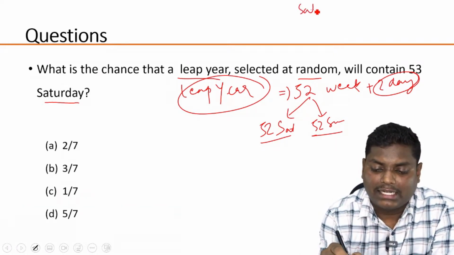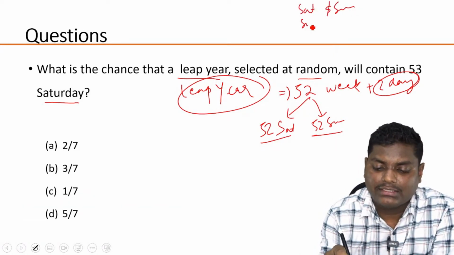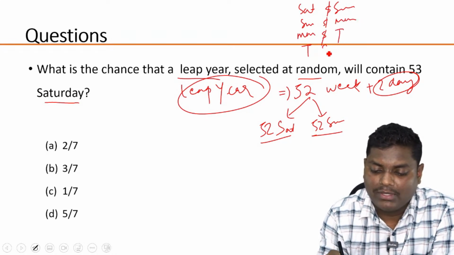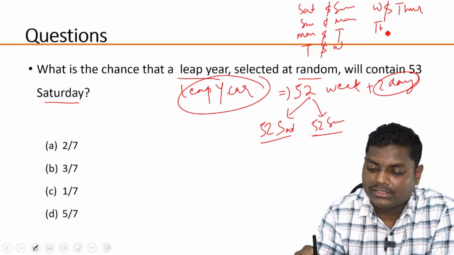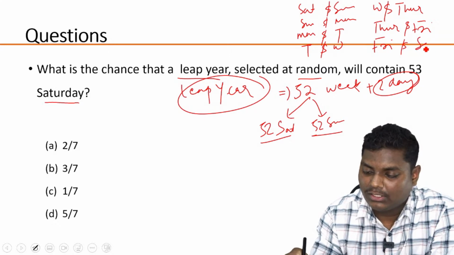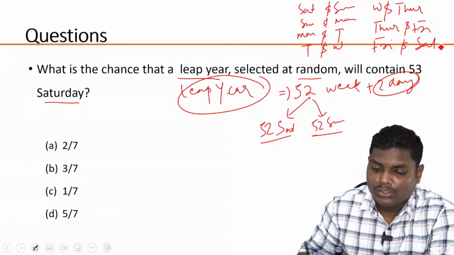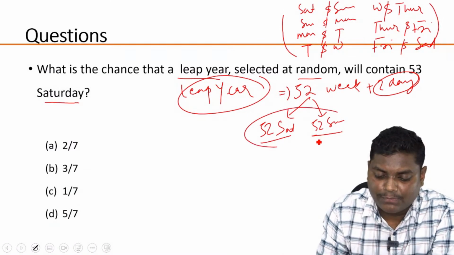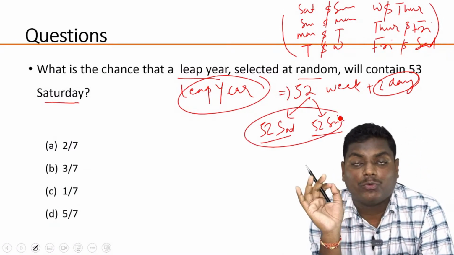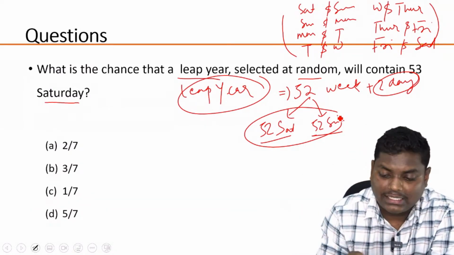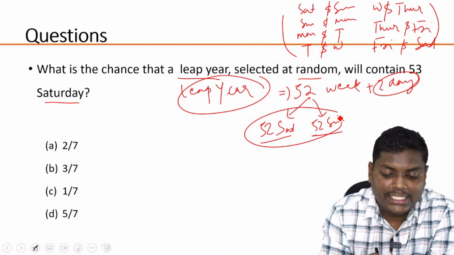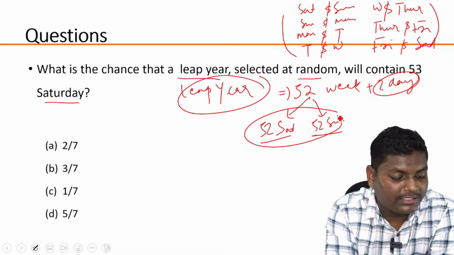It can be Saturday and Sunday, or Sunday and Monday, or Monday and Tuesday, or Tuesday and Wednesday, or Wednesday and Thursday, or Thursday and Friday, or Friday and Saturday. These are all possible combinations we can have. So basically, for a particular leap year, we are having 52 weeks, with 52 Saturdays and 52 Sundays. Now it is asking, what is the chance that a leap year selected at random will consist of 53 Saturdays?